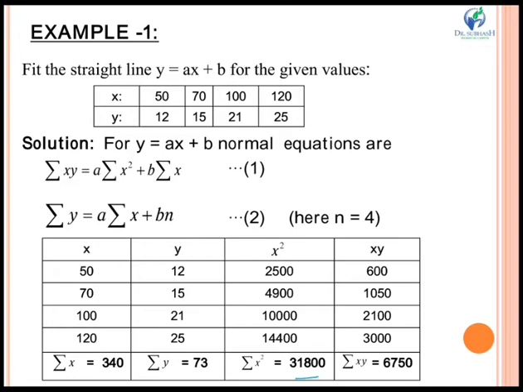Next column will be of xy, and I will add all the values. Xy means multiplication of x and y. I will multiply x and y. 50 into 12, that will be 600. So similarly, I will multiply all the values of x and y, and I will do their total, which will be equal to 6750. Now I will put these values in equation 1 and equation 2.